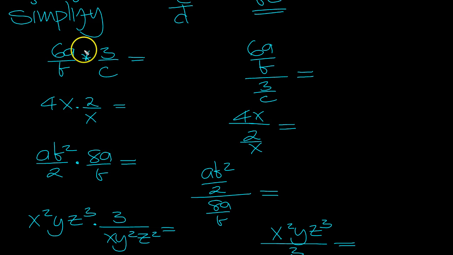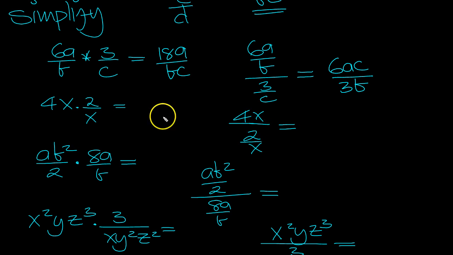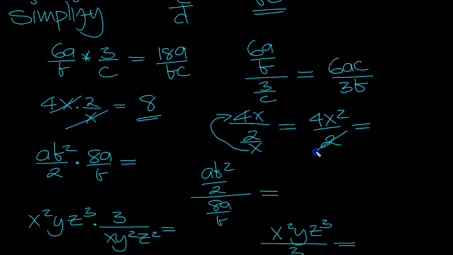So here, 3 times 18, A on top, and a BC on the bottom, isn't it? This B swings down to be with the 3, and the C swings up to be with the 6A. So 6a times c over 3 lots of b. And x cancels top and bottom here, and we're just left with 8, aren't we? Okay, now this x swings up to be up the top. So we get 4 times x, which is 4x squared over 2. And then a 2 cancels top and bottom, doesn't it? So we get 2x squared.